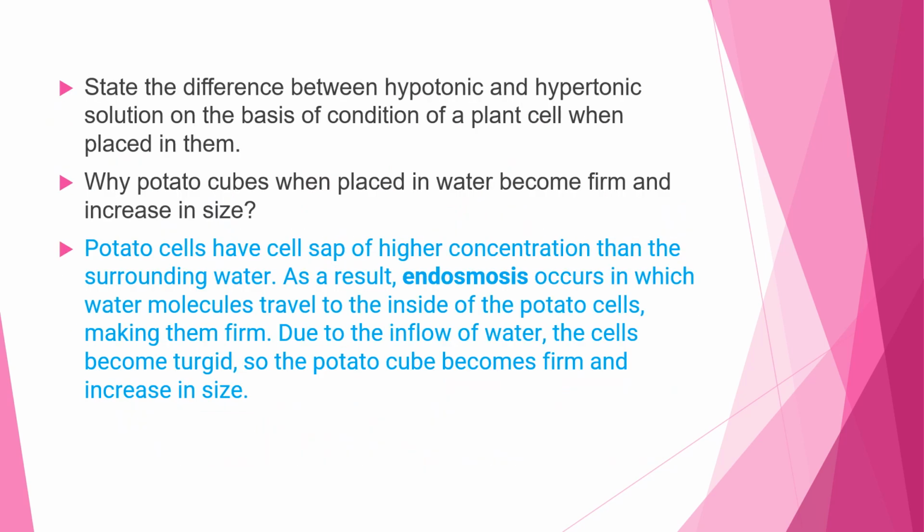Now next, state the differences between hypotonic and hypertonic solution on the basis of the condition of a plant cell placed in them. So you should take two examples, one is hypotonic and the other is hypertonic solution, and explain on the basis of the condition of the plant cell when it is placed inside them. I have already gone through it.